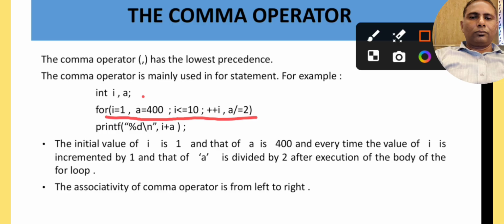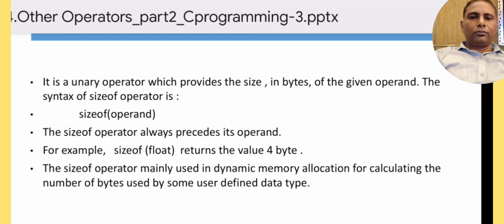So here we are having a is equal to 400. So like this, we are separating the variables i and a. The i will be incremented by 1 and a will be divided by 2. So like this, with the use of the comma operator, we are separating the two variables.